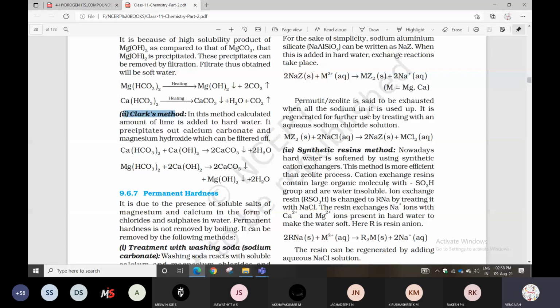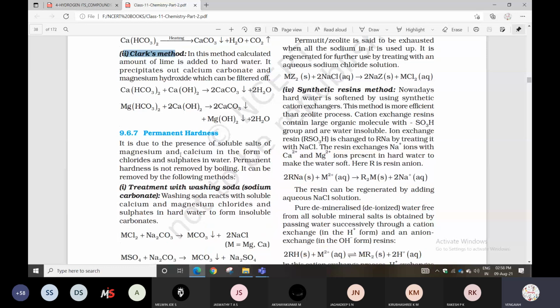Permanent hardness is due to the presence of soluble salts of magnesium and calcium in the form of chlorides and sulfates in water. So permanent hardness is not removed by boiling. It is removed with the help of washing soda, or synthetic resins, the ion exchange method, the Calgon process, those things.